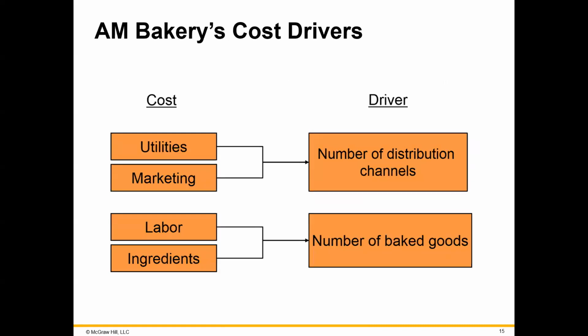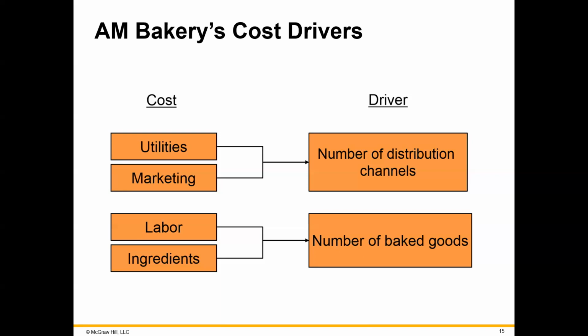Well, there are a number of considerations to make. They have to look at the effect of certain costs. When you add a food truck, perhaps your utilities and your marketing costs will increase. They increase based on the number of distribution channels. For example, the bakery had a store, which was its one and only distribution channel, and now they're adding a food truck, which is another distribution channel.